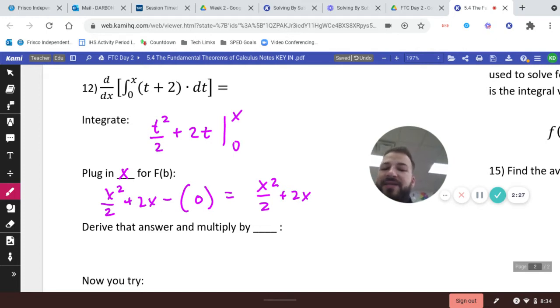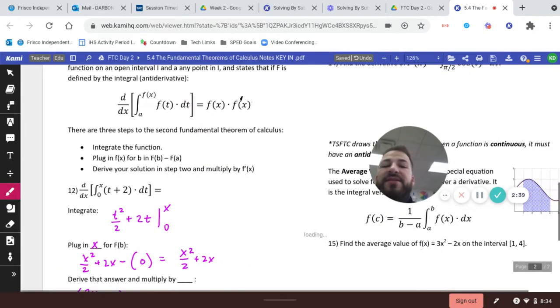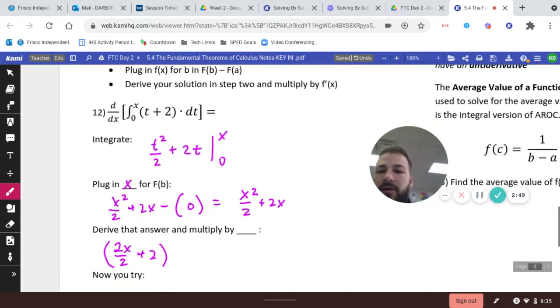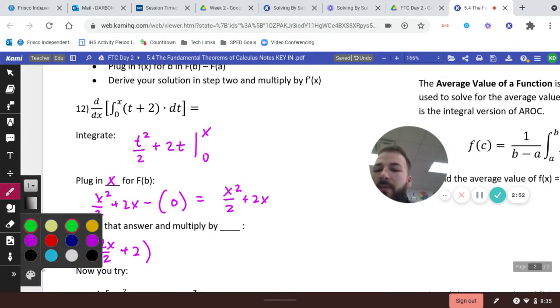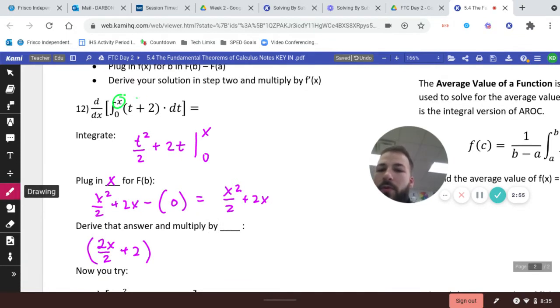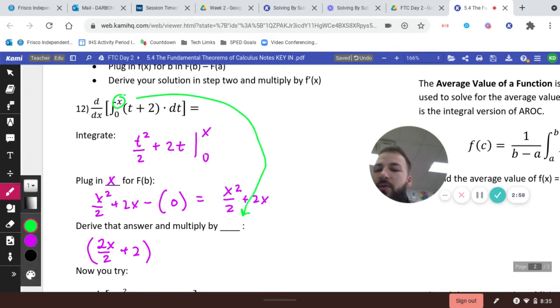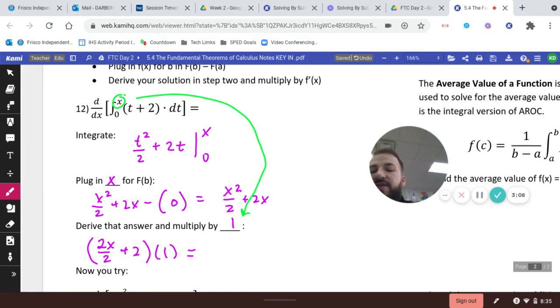Then I'm going to derive my answer. So my answer would be 2x over 2 plus 2. And I'm going to multiply all of this. So it's a little hard to see, but this f prime of x is just the derivative of this f of x portion. So the derivative of x in this example here is just 1. So I multiply by my derivative of x, which is just 1. So my final answer would just be 2x over 2 is x, and then plus 2.